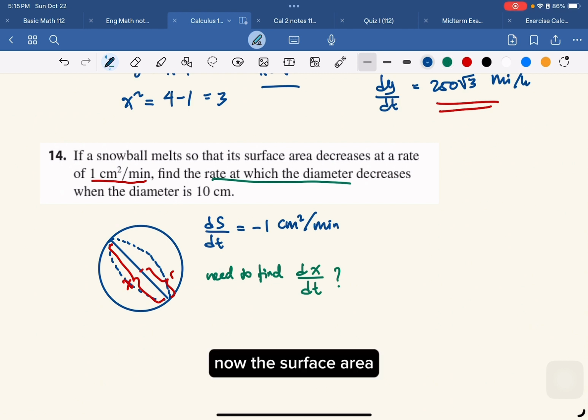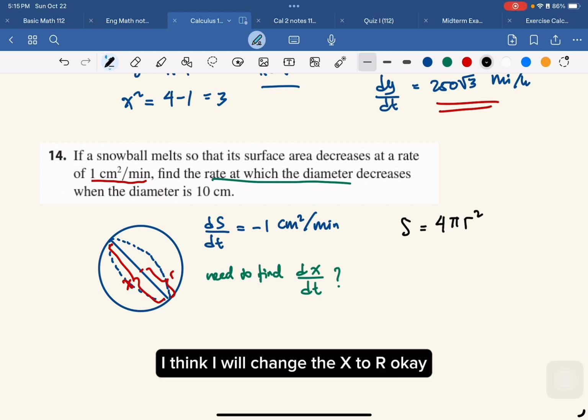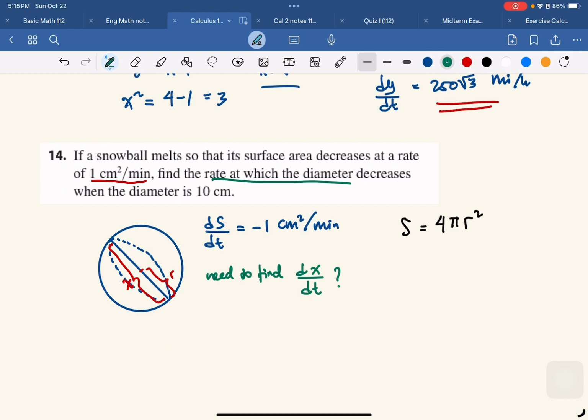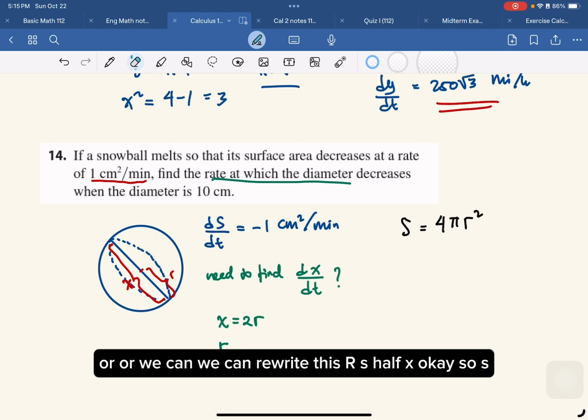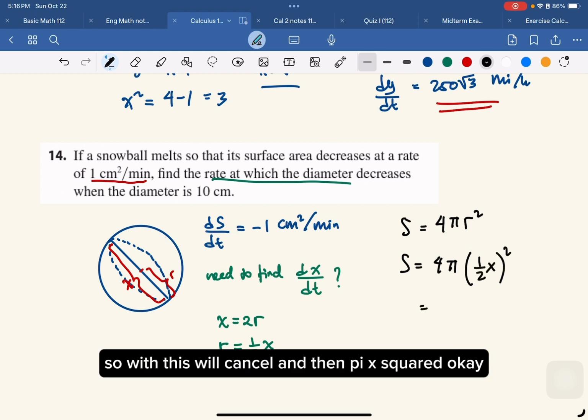Now, the surface area, I hope you know the formula. This is 4 pi r squared. Since it's r, I think I will change the x to r. So x is 2r, or we can rewrite this r as half x. So s is 4 pi times half x squared. So this will cancel, and then pi x squared.